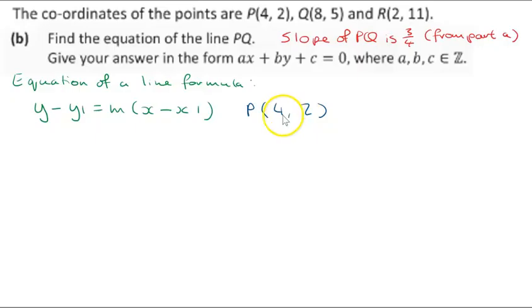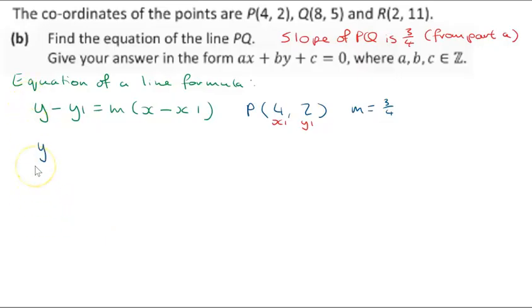So here's my point, P (4, 2). I label it x1, y1, because in my formula, I have an x1 part and a y1 part. I also have an m, which stands for slope. So m is equal to 3 over 4. So we got that from part A. So then we sub into the formula.